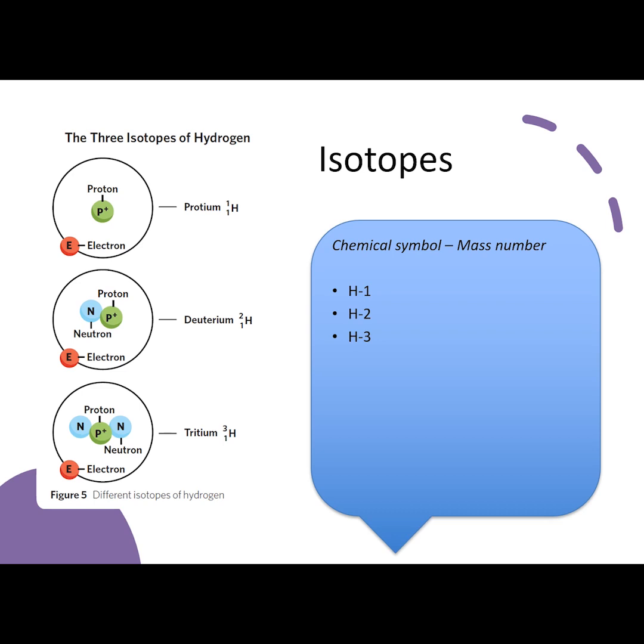You can see next to each of the names, protium, deuterium, tritium, what we call the nuclide symbol, and that's how isotopes are usually displayed. So up top you have the mass number, so in deuterium's case it's 2, and below it you have the atomic number, which is 1 for hydrogen. And then beside that, of course, you have the chemical symbol.